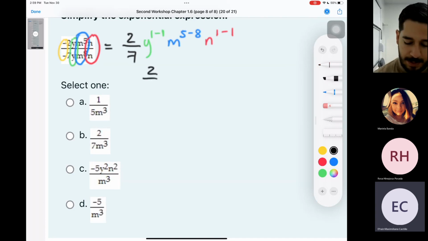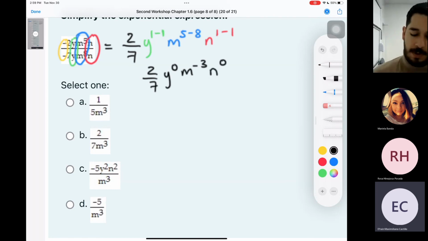We have 2 over 7, y to the power of 0, m to the power of negative 3, n to the power of 0. And this is where the zero exponent rule applies: anything to the power of 0 is going to cancel out. And anything with a negative exponent, right now on the top, is going to go to the other side of the fraction, to the bottom.